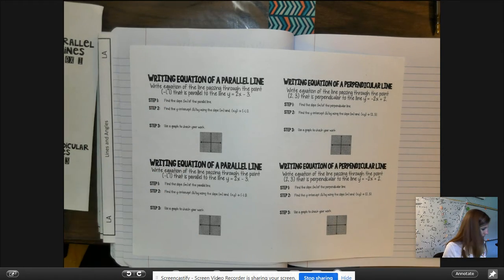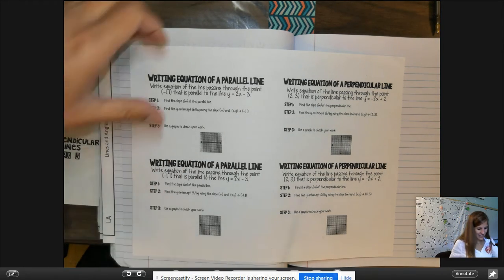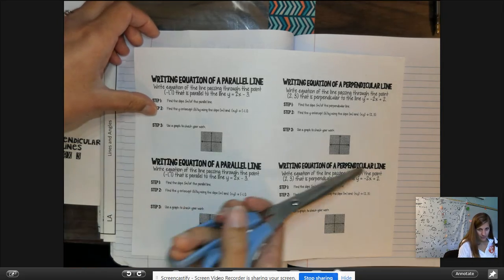Oh my gosh, did I lose my scissors? No, there. Too much stuff on my desk. This way. Long ways again.